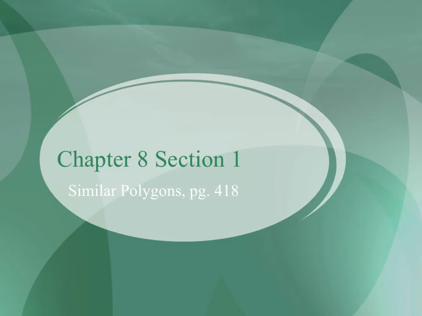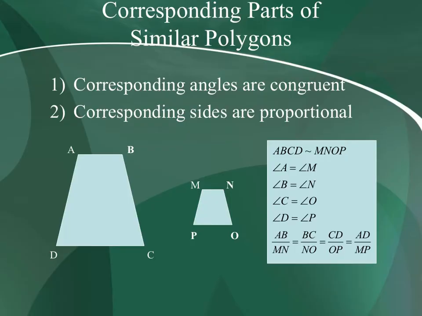So today we're going to start Chapter 8, Section 1, and in this lesson we're going to learn about similar polygons. So here, when you have corresponding parts of similar polygons, the angles are going to be congruent, but the corresponding sides are going to be proportional. Now, when we had the congruent polygons, everything matched perfectly and it was exactly the same size.